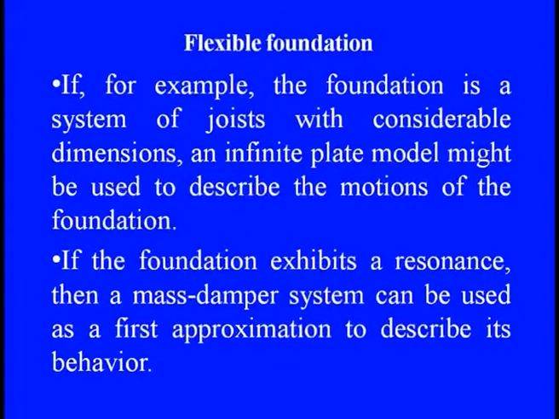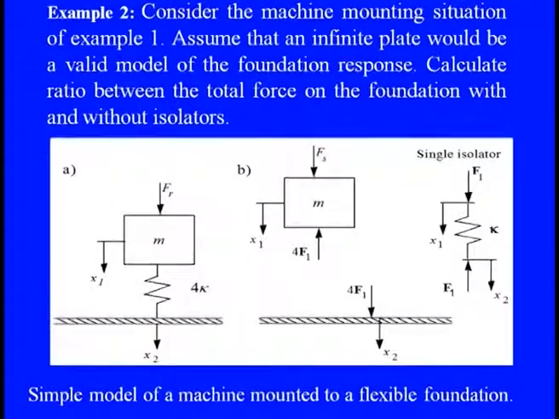And if the foundation exhibits a resonance, then the mass system can be used as a first approximation, which simply describes the real character of the systems. So again it all depends on whether we are using the wave only to describe the motion of the foundation, or the mass damper. In this case we are again considering the same previous example, and now we are assuming that there is an infinite plate, the same steel plate of joist you see here, and it is a valid model of the foundation response with the flexible feature.